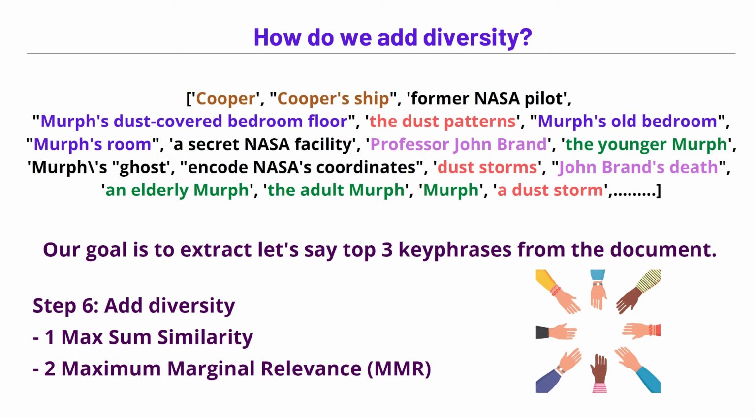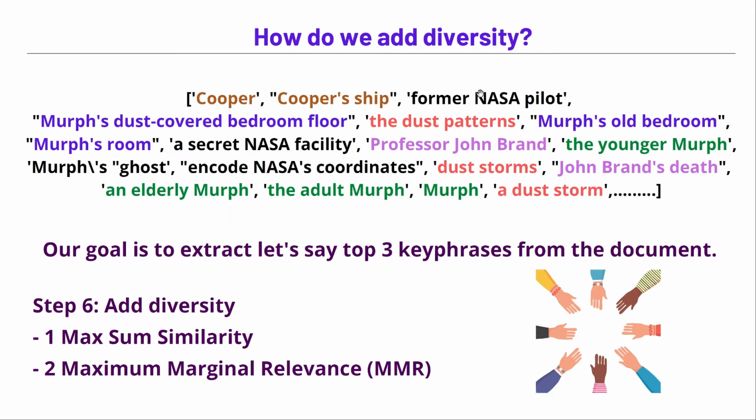So how do we add diversity? For example, I've taken a bigger selection of sorted keywords from our Interstellar movie plot, and as you can see, I've color coded them, where perhaps you have about 20 or 25 keywords. If someone says extract the top 3 key phrases from the document, perhaps you're going to only pick one from each color. From Cooper and Cooper ship, you just want to keep one key phrase, let's say Cooper. Then you have Murph's bedroom floor, Murph's old bedroom, Murph's room, and you want to keep only one from there. Then you have the younger Murph, an elderly Murph, the adult Murph, and you might want to keep only one. Then you have the dust patterns, dust storms, a dust storm, and from this you might want to keep only one.